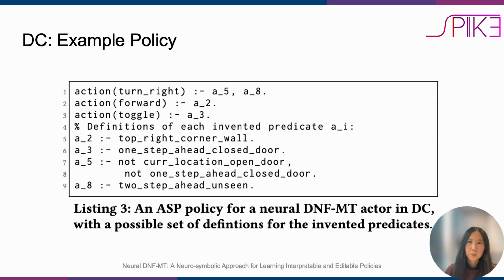This is an example of the policy learned by a Neural DNF-MT actor represented in an ASP program. We see that only 3 actions are used by the agent to reach the goal, and each action is triggered with different body conditions. These predicates A's are the invented predicates from the encoder, and the definitions here are computed using ASP optimization function, so now they're also human readable.